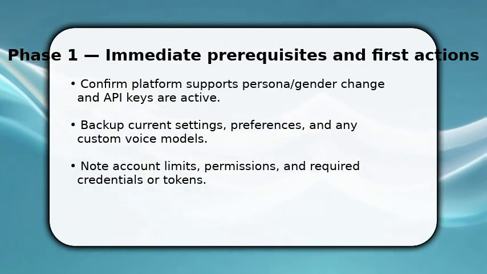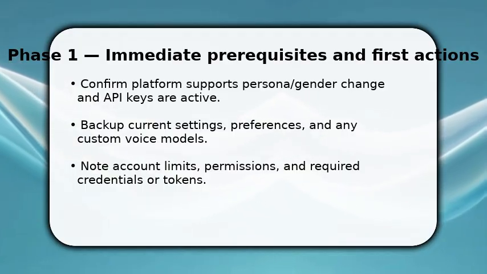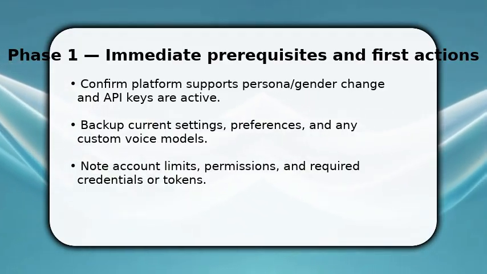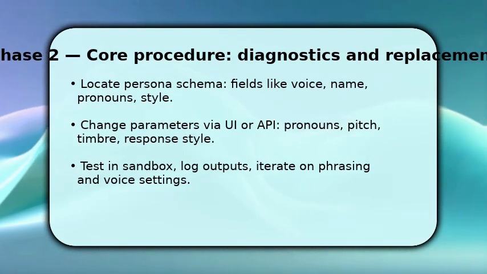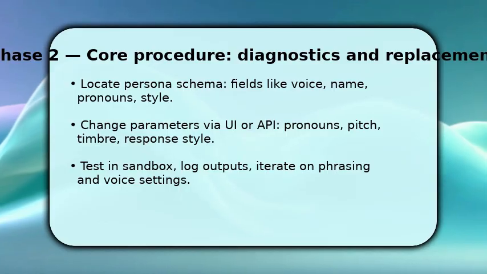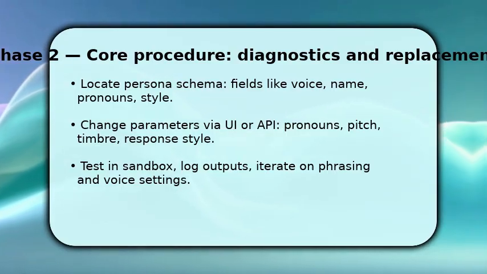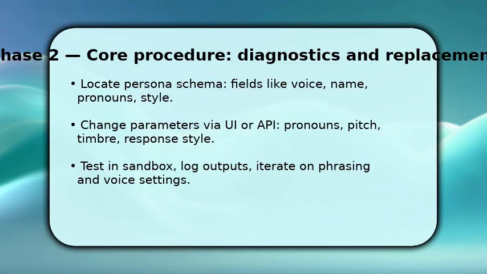Next, open the developer console or settings page where persona parameters live. Prepare a test instance to apply edits before touching production. You now edit the persona parameters directly: pronouns, name, voice profile, and conversational style. If using the UI, update fields and preview voice samples. If using API, send a patch or put with the new attributes and confirm the return schema.